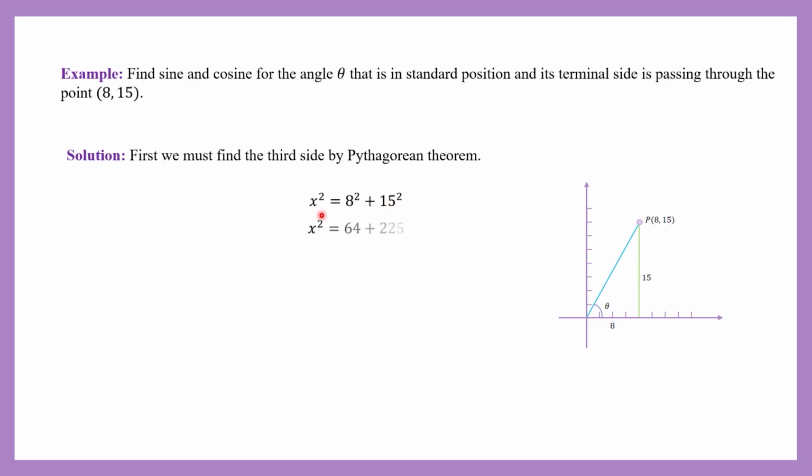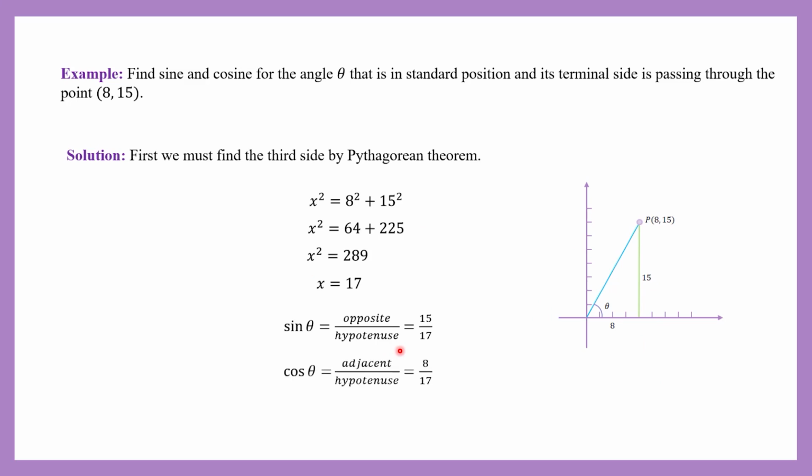8 squared is equal to 64 and 15 squared is equal to 225. If we add these two, we will get 289. Take the square root of both sides, we will receive x equals 17. When we find the length of the hypotenuse, we can find the trigonometric ratios sine and cosine of angle theta. We know the sine of any angle is equal to opposite side divided by hypotenuse. In this figure, opposite side is 15, hypotenuse is 17, and cosine of theta equals adjacent side divided by hypotenuse, which is equal to 8 divided by 17.